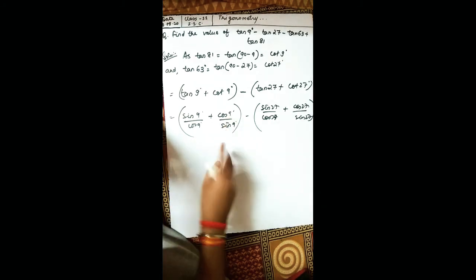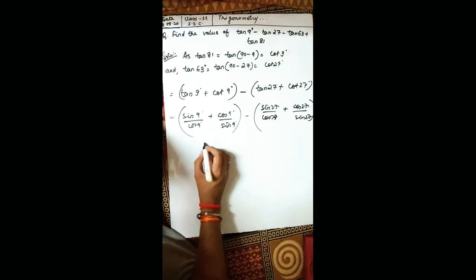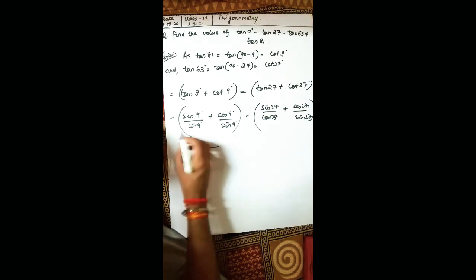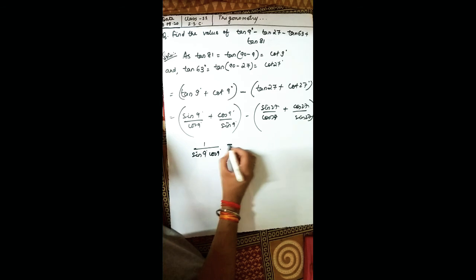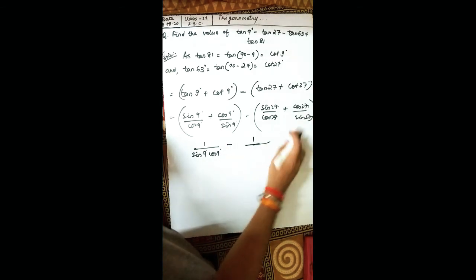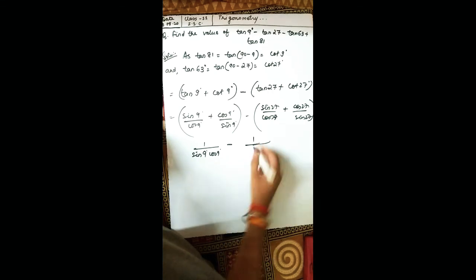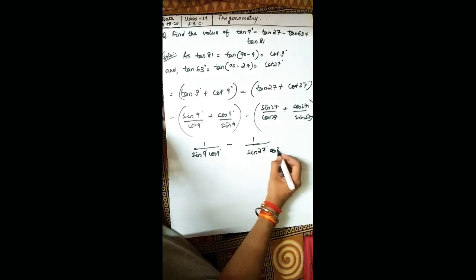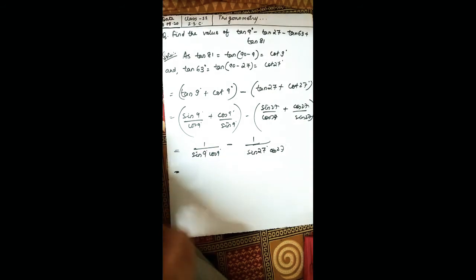So sin square 9 plus cos square 9, by the relation we can write 1, because sin square theta plus cos square theta is 1. So 1 upon what will be in the denominator? Sin 9 cos 9 minus, and similarly here also sin square 27 plus cos square 27 will give you 1, and in the denominator you will be left with sin 27 cos 27.